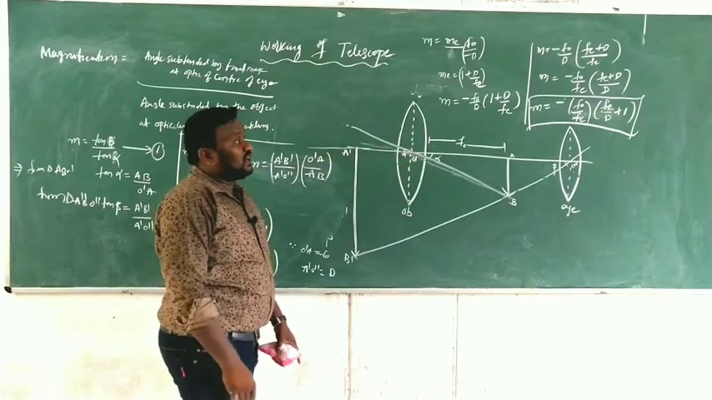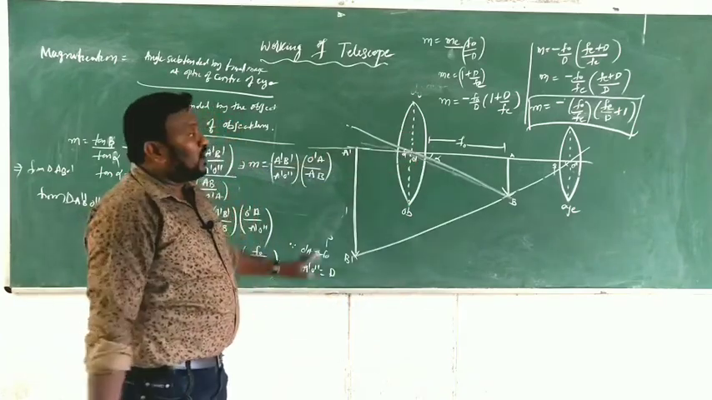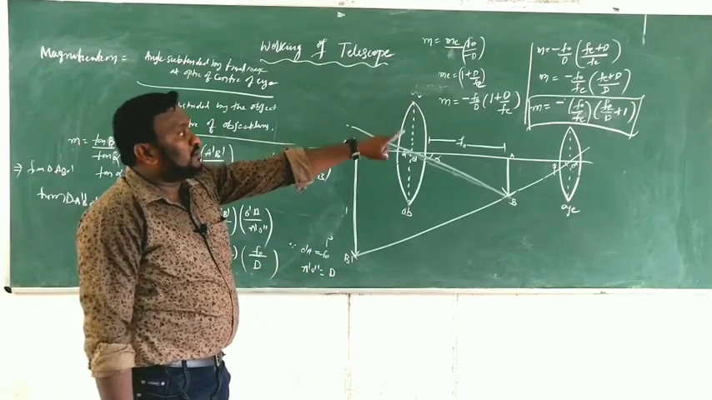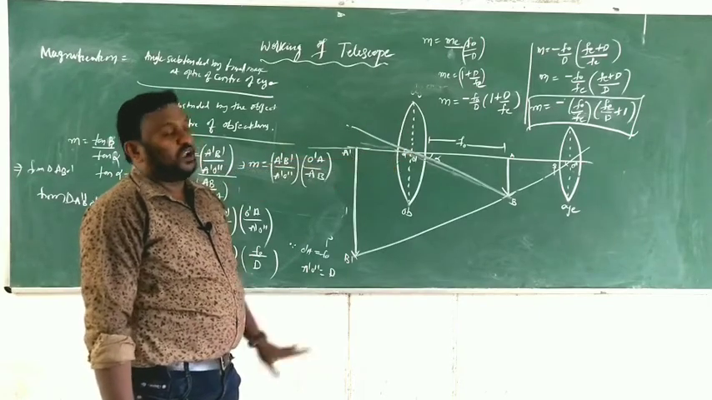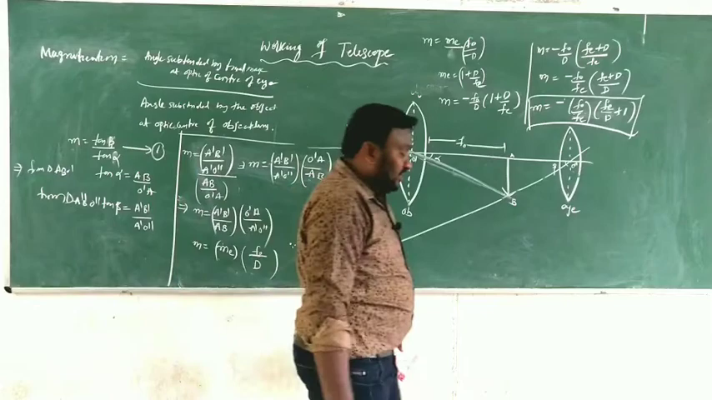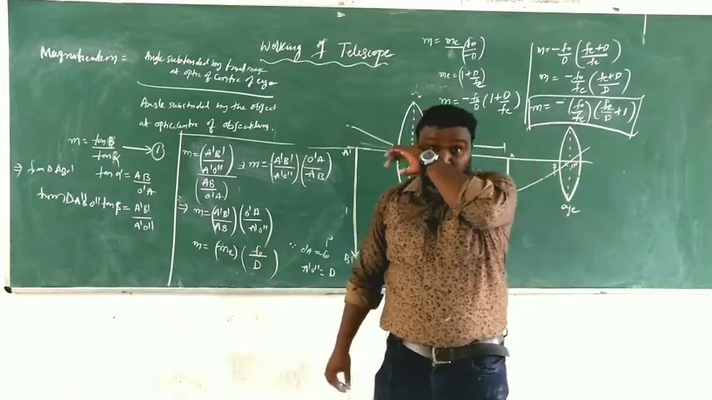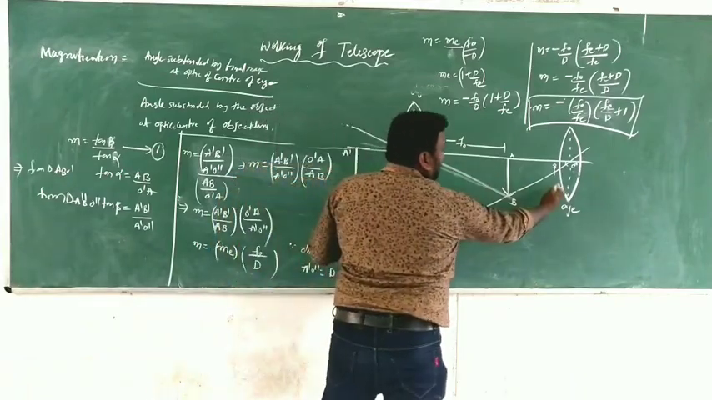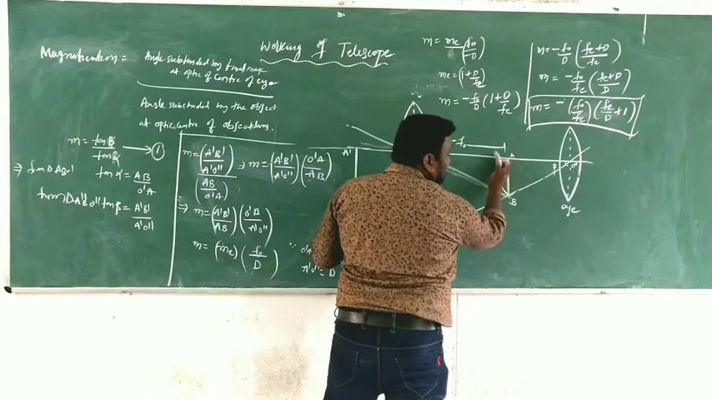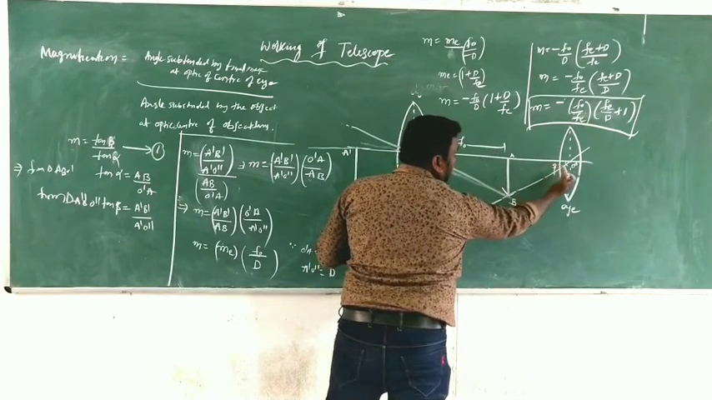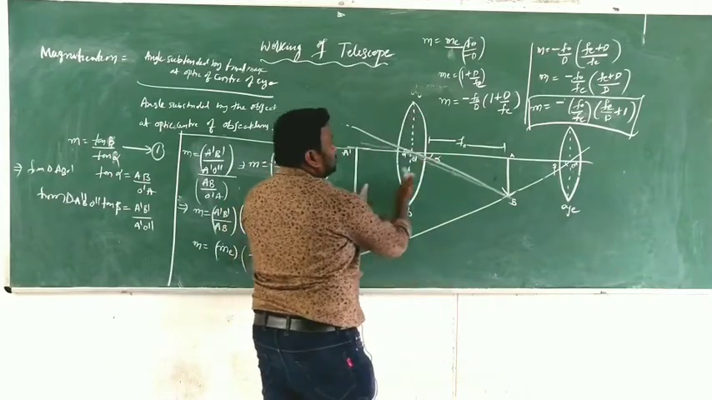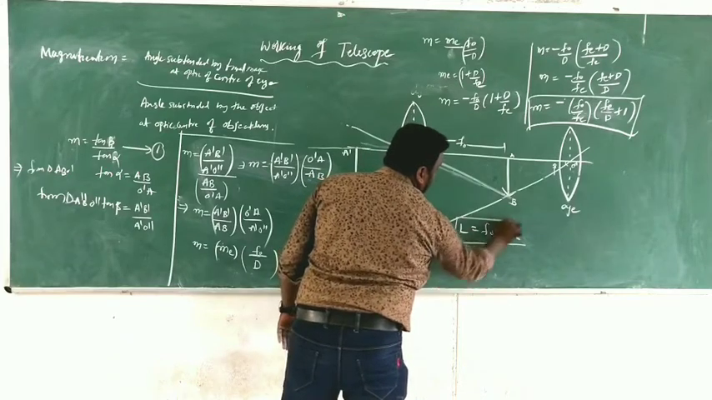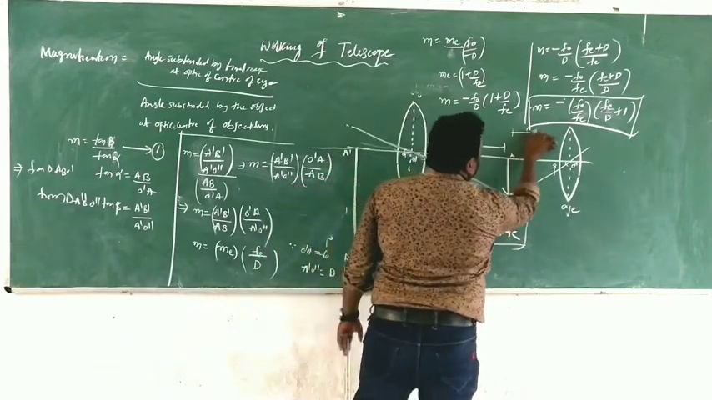That is the expression for the magnification or magnifying power of the telescope. Clear children? M is equal to minus F naught by FE into FE by D plus 1. This is the expression for the magnifying power. Here, AB should be very close to the eye lens, then it forms the image almost there only. Then we get L is equal to FO plus FE. This is FO and this is FE.